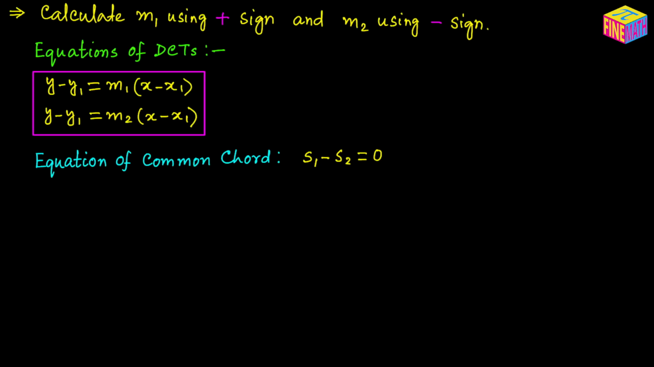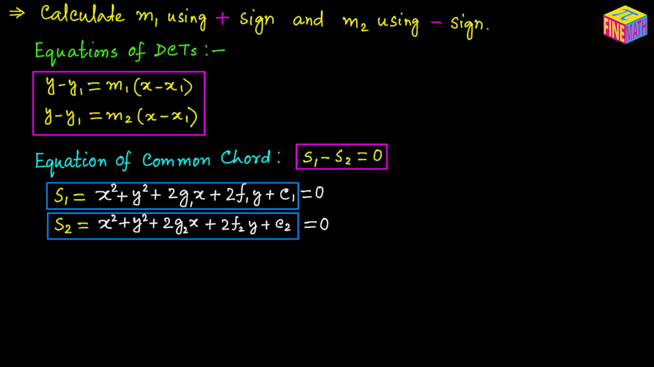The equation of the common chord is actually s sub 1 minus s sub 2 equals 0. I have already created a separate video on this topic. I have shared the link in the description. Feel free to watch that video. There I have derived the equation of the common chord to be s sub 1 minus s sub 2 equals 0. Now what is s sub 1 and s sub 2?